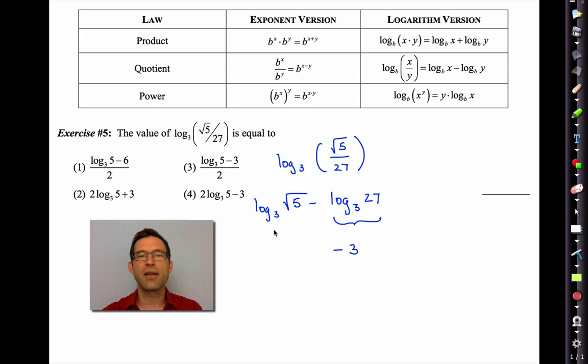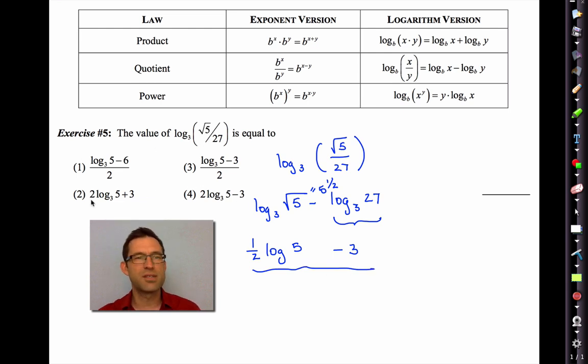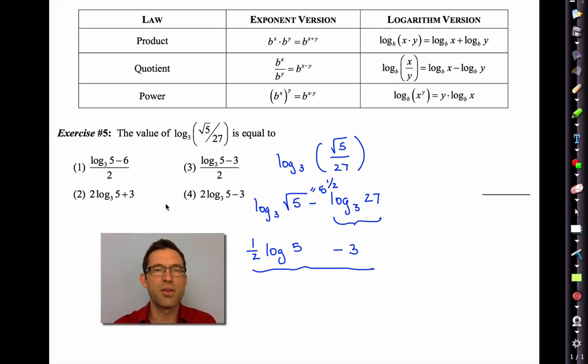Here, I'm going to pull exactly the same trick I did before. Square root of 5 is the same as 5 to the 1/2. So I'm going to bring that 1/2 power out and make this 1/2 log of 5 minus 3. Now what I'd love is for that to be sitting here. And I've got to watch out because I'd be very tempted to grab this choice. But that's actually not the right choice.